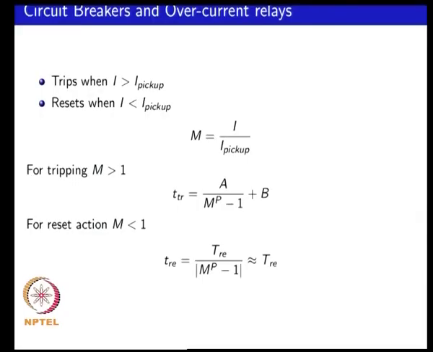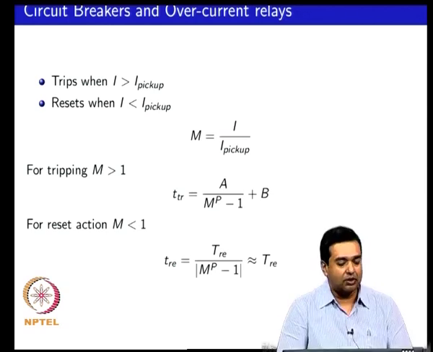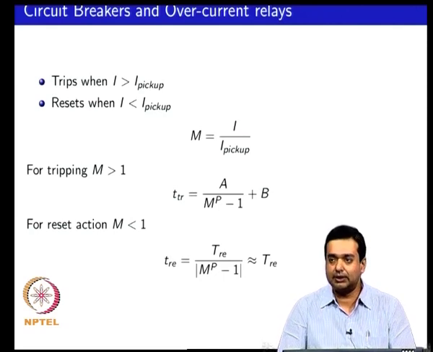So, if you look at the circuit breaker, you have equations that actually model both its tripping characteristic or its reset action. So, it trips whenever the current flowing through the breaker or overcurrent relay is greater than the pickup current.